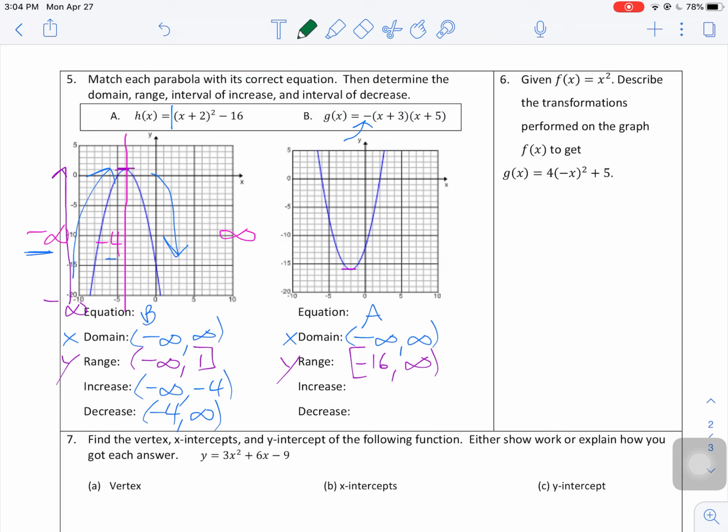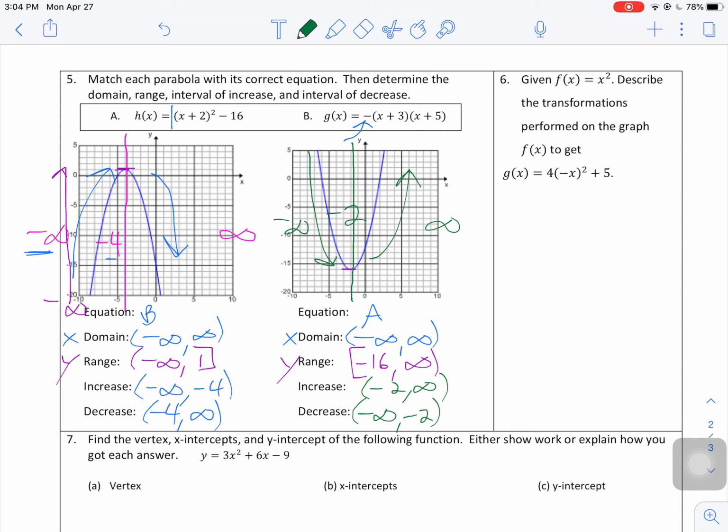For the other graph, let's put my -infinity on the left, my positive infinity on the right, and then let me get my axis of symmetry in here to split the graph in half. And that x value looks like it's a -2. So as I'm looking at the graph from left to right, I'm decreasing. I'm going down from -infinity to -2, and I'm increasing, going up from when x is -2 to when x is infinity.